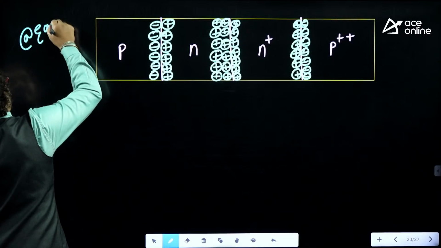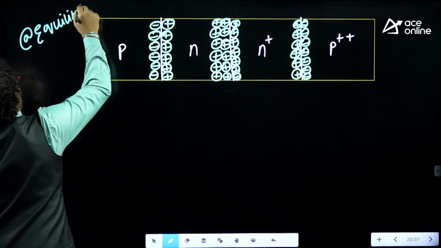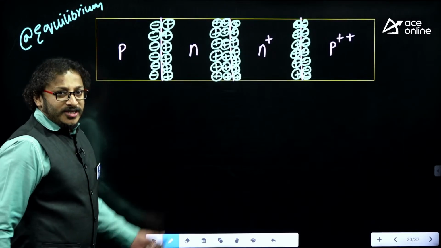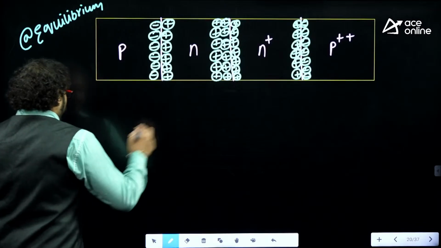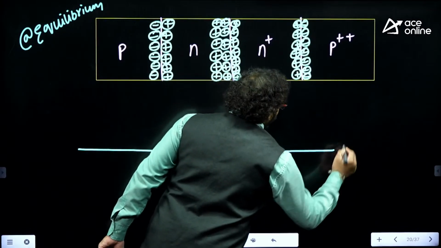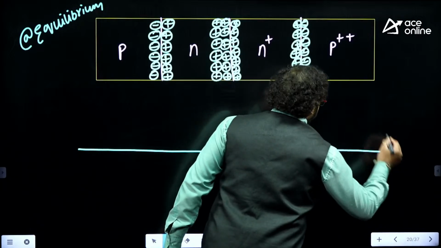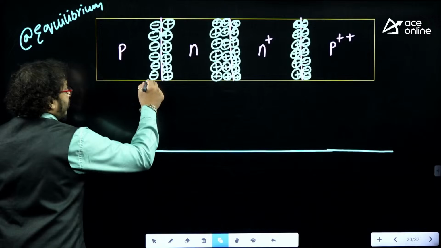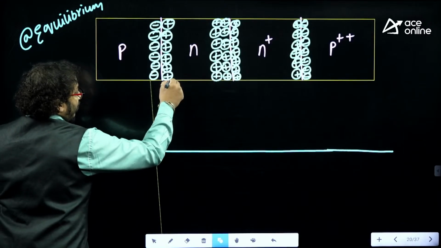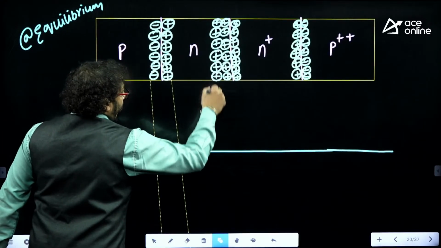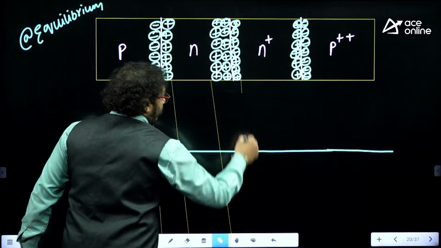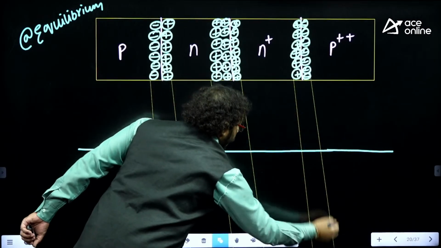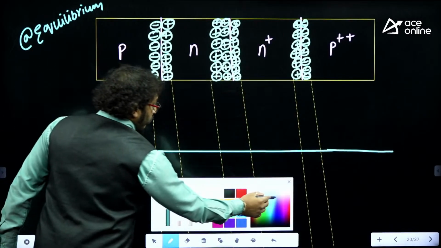The examiner is asking to draw the energy band diagram at equilibrium. This is a previous GATE question from 2019, I believe. They have given four options, but I'm not showing any options here; we can do it directly. At equilibrium, there will be no slope in the Fermi energy level. Here I have an electric field because of depletion, and here also I have an electric field because of depletion.